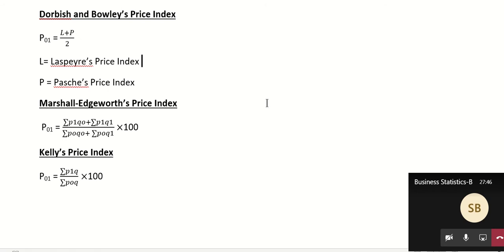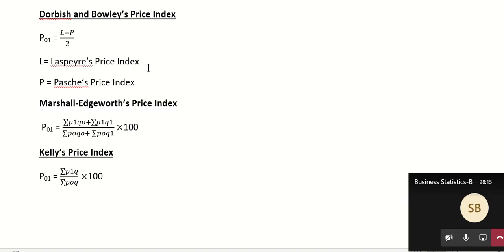So today we are continuing with the rest of the three formulas, which are Drobisch and Marshall and Kelly's. I have already written the formulas, if you can see on my screen. So the first one is Drobisch and Bowley's price index. In Drobisch, the formula is P01 equals L plus P divided by 2. Here L is Laspeyres price index and P is Paasche price index.